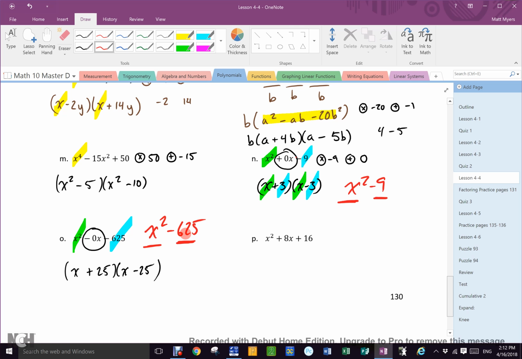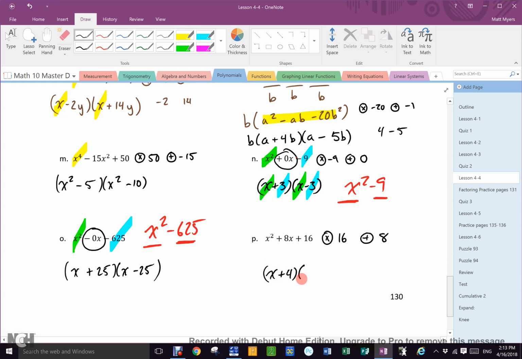Look at P. There's a trick to writing the answer. You all know how to find the answer. I want to see if you write it out properly. What's the answer here? What do I have to multiply to? What do I have to add to? I got to multiply to 16. I got to add to 8. Is it 1 and 16? No. 2 and 8? 4 and 4? Yep. So it's x plus 4, x plus 4.